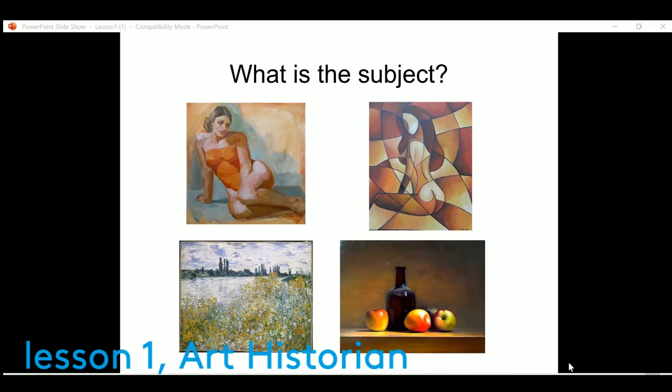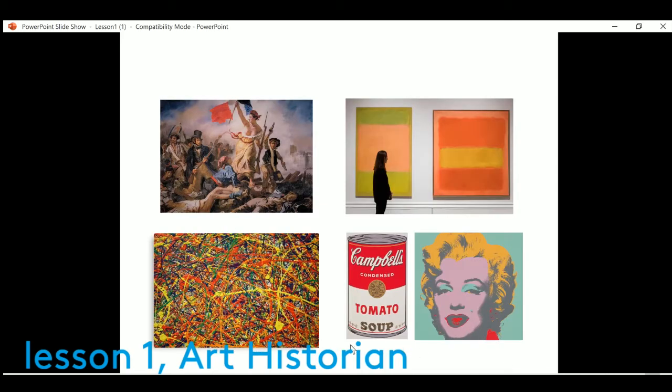So this is subject, and same as what we talked about just now. This is Eugene Delacroix. The subject is historical. This painting is from one of the abstract expressionist artists, Mark Rothko. I almost forgot, Mark Rothko is the painter of this painting.